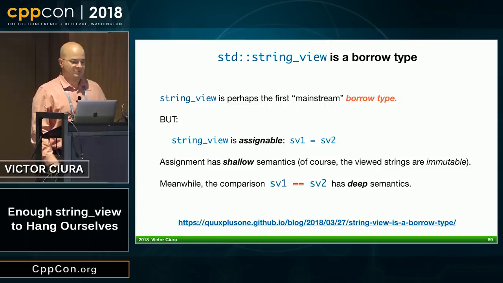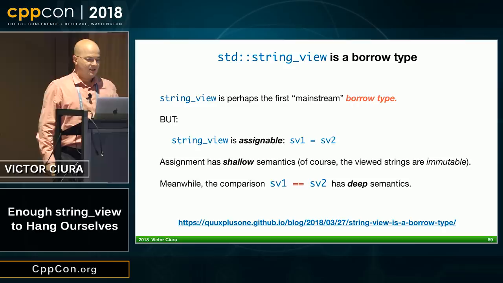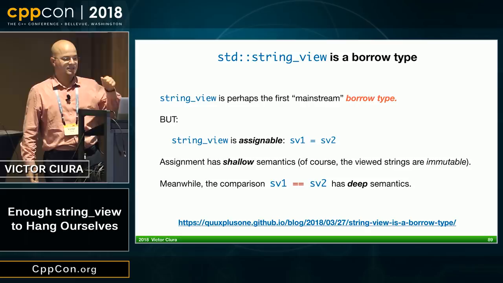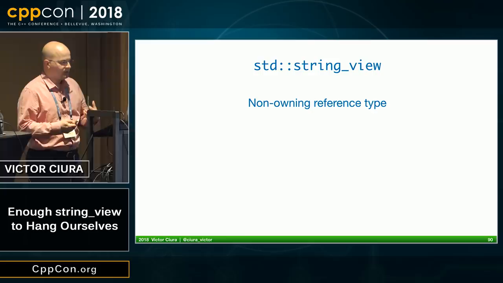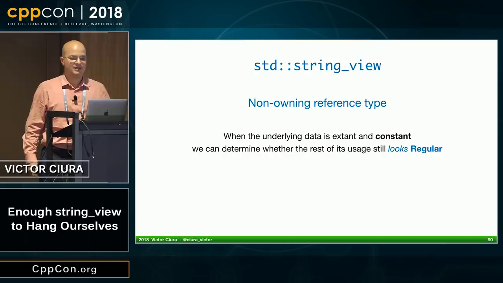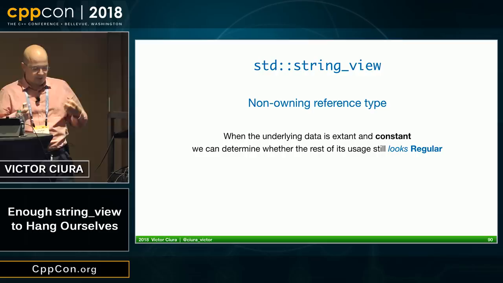So mind you that a string view is assignable, and assignment has shallow semantics, but comparison has deep semantics. It actually does the lexicographic compare of the underlying strings. So there are subtle differences there, and this non-owning reference type isn't exactly regular in this regard. So it almost looks regular if you try to analyze the requirements and its behavior, but it's not actually regular.